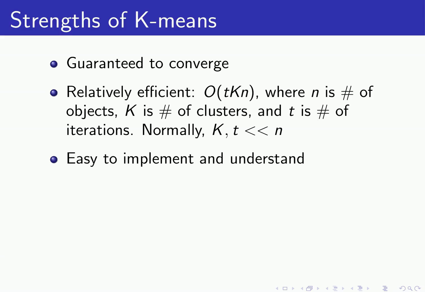K-means has several strengths. It's guaranteed to converge, meaning it will always reach a solution. The algorithm is relatively efficient with a complexity of O(tkn), where n is the number of objects, k is the number of clusters, and t is the number of iterations. Typically, both k and t are much smaller than n, enhancing efficiency. Additionally, k-means is easy to implement and understand, making it a popular choice for clustering tasks.